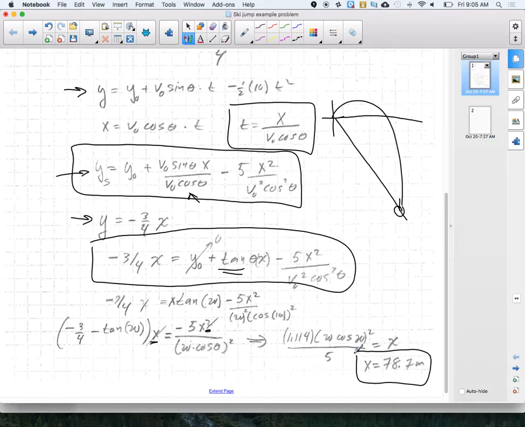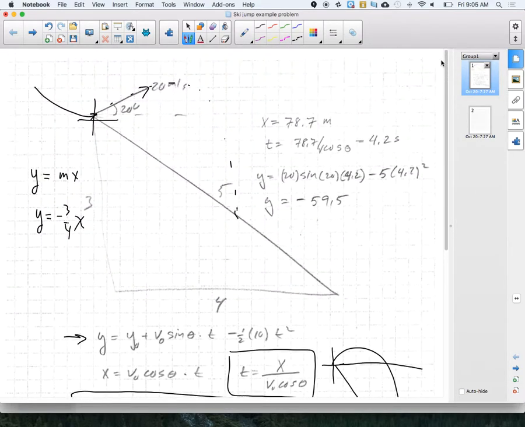And then you ask yourself, hold on a second, does that make sense? Well, if 78.7 is my x position, that gives me a time of 4.2 seconds. Plug that 4.2 into my y equation, and then what do I end up with for y? I end up with 59.5 meters, and then I can confirm that that fits the equation y is equal to minus 3/4 x. Plug those in, and it works.